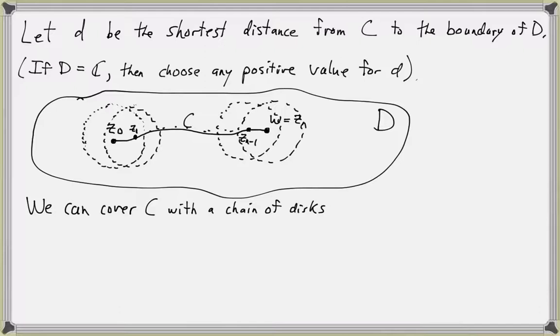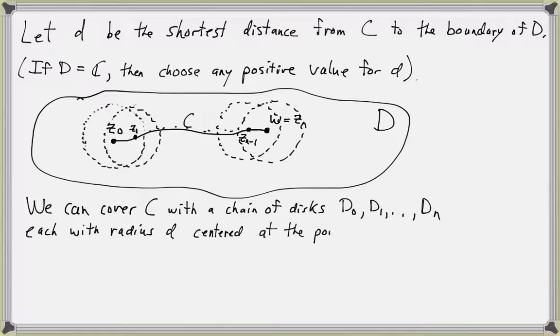we're going to call these disks D0, D1, all the way up to Dn, each with radius lowercase d, so that way they're all contained in the domain D. And they're going to be centered at points along C, so they're centered at points Z0, Z1, Z2, all the way out to Zn, which will be W, which are all on the contour C.